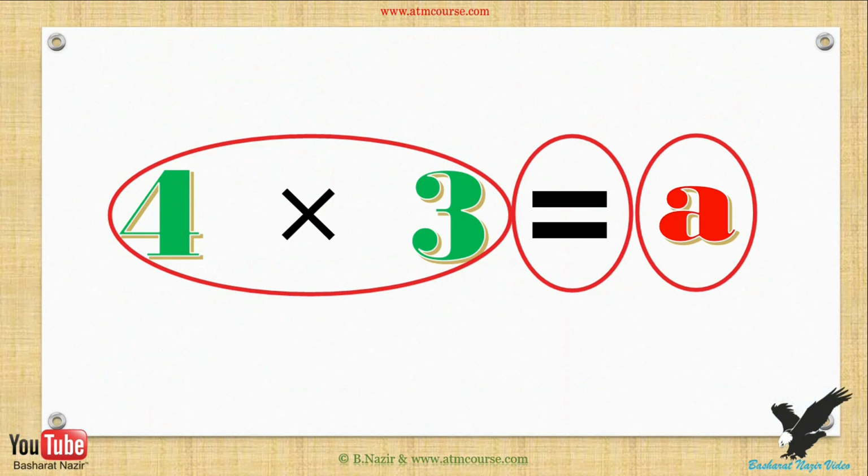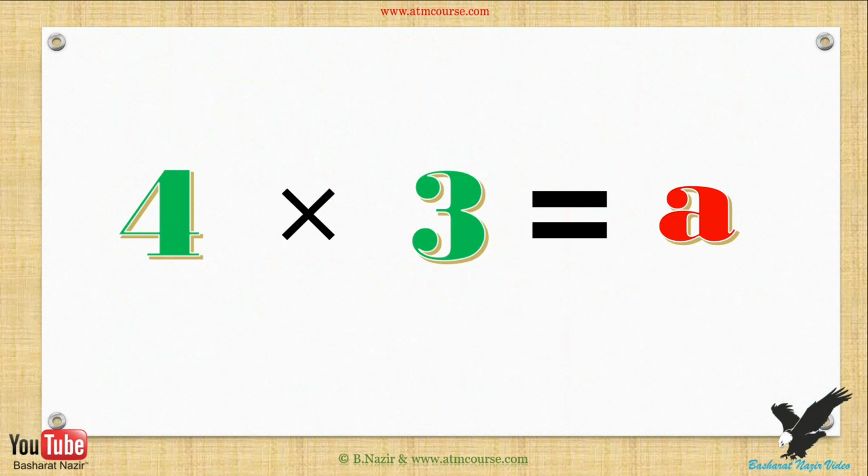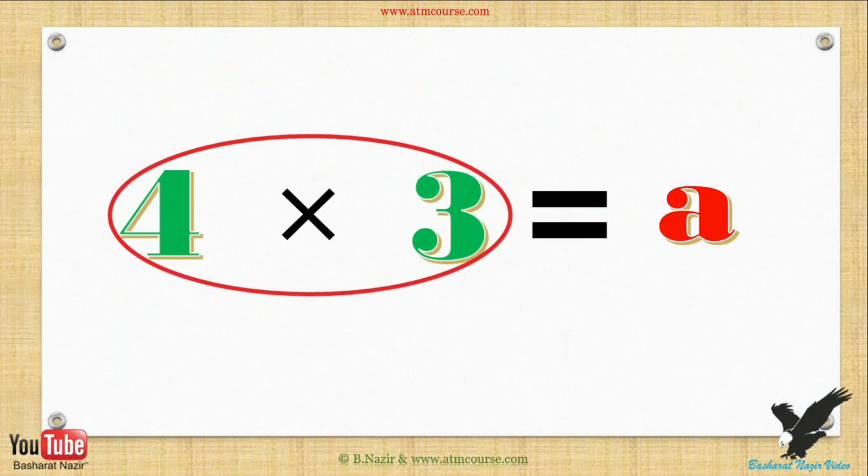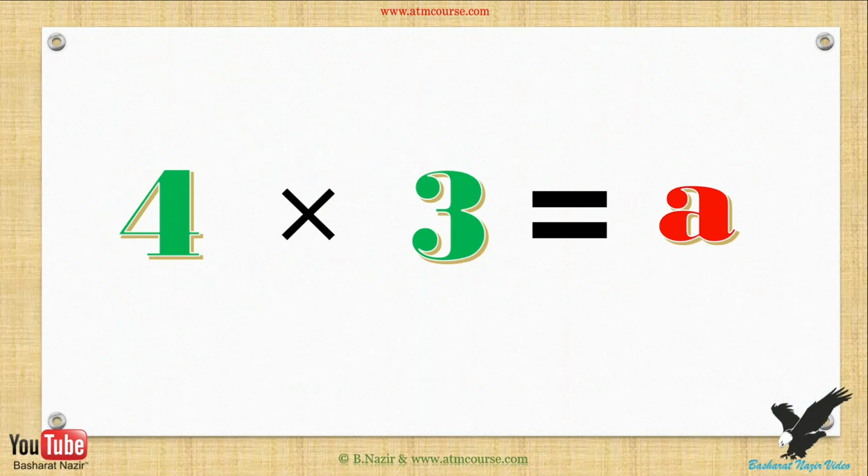An equation is divided into three major parts as shown. A left side, which can have numbers, signs, and letters. In this equation we just have numbers and a sign. A right side, which can also have numbers, signs, and letters. In this equation we just have a letter.